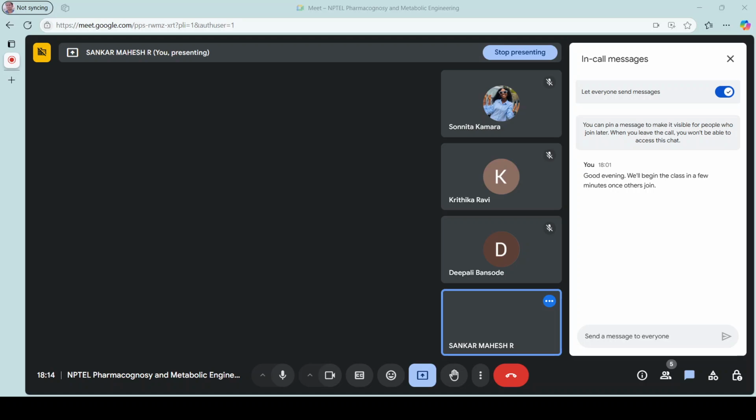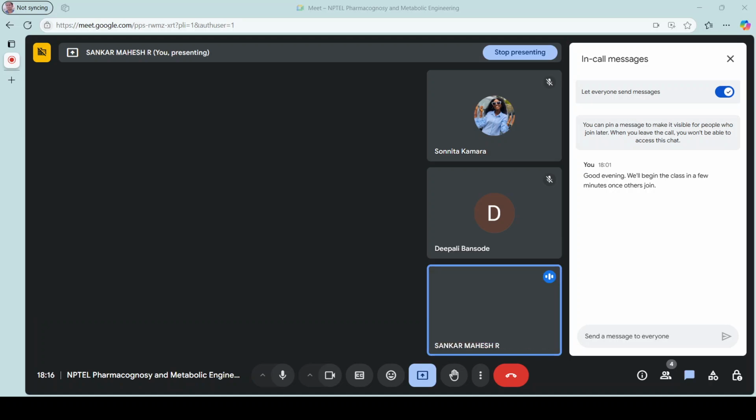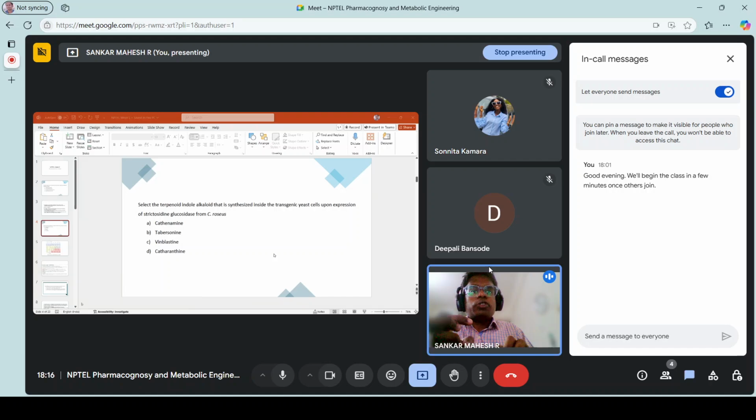Select the terpenoid indole alkaloid that is synthesized inside the transgenic yeast cells upon expression of strictosidine glucosidase from C. roseus. Four different options are given here: catharanthine, tabersonine, vinblastine, catharanthine. You can take a couple of minutes and start with explaining what C. roseus is, what this enzyme, strictosidine glucosidase, would do, what are transgenic yeast cells. We can discuss it in that manner. So you can take a couple of minutes, and whoever knows the answer can raise your hand and unmute and then talk.